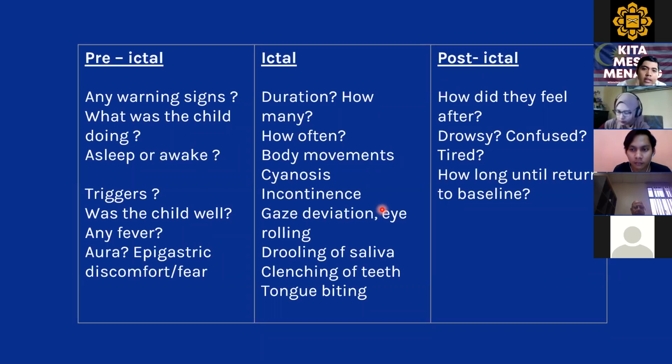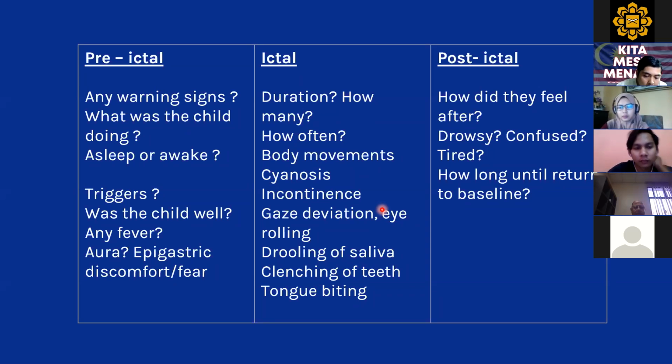Okay, is the child asleep or awake? We want to differentiate between sleep myoclonus versus seizures. Sleep myoclonus usually occurs during sleep and begins early in infancy, often in the first weeks or months of life. So we want to know about this. Any triggering factors, any provoking event, such as visual stimuli, flickering light, somatosensory or proprioceptive stimuli, anything that triggers the seizures.